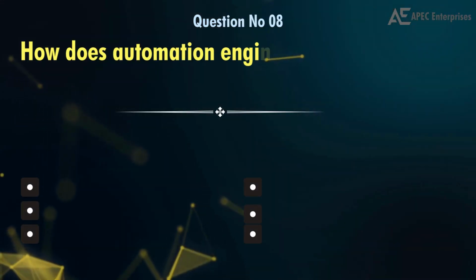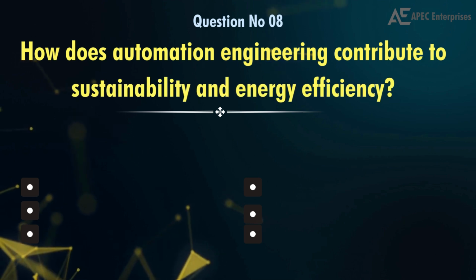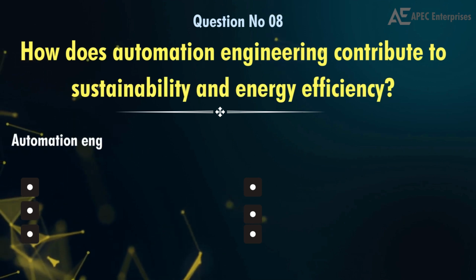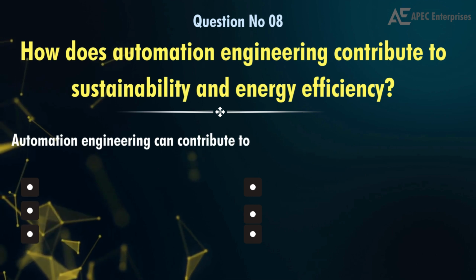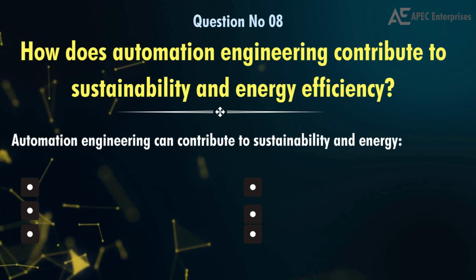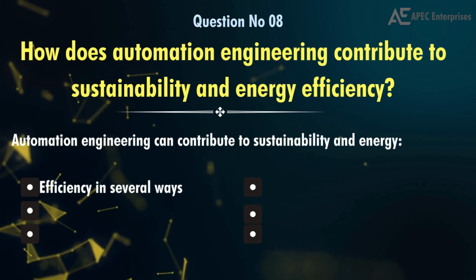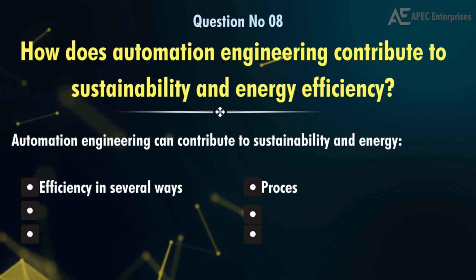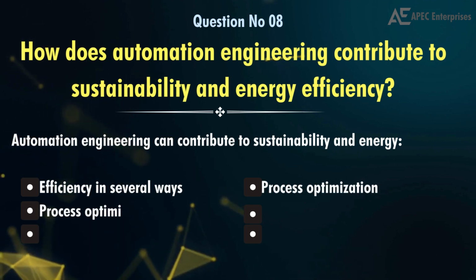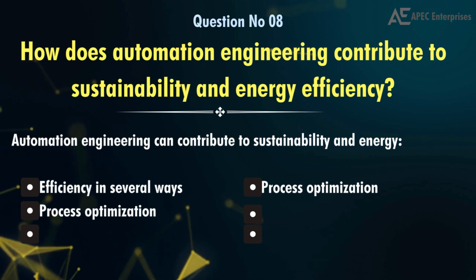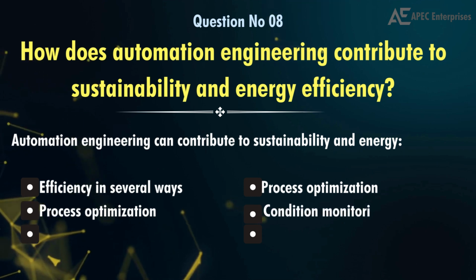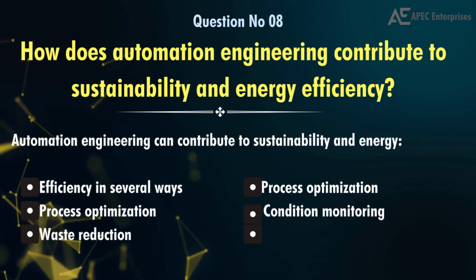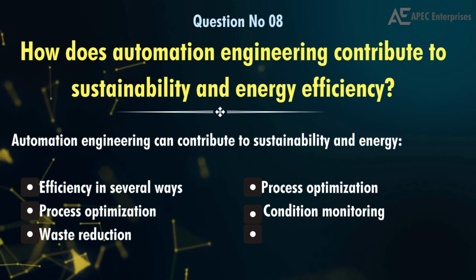How does automation engineering contribute to sustainability and energy efficiency? Automation engineering can contribute to sustainability and energy efficiency in several ways. Process optimization. Condition monitoring. Waste reduction. Smart grids and energy networks.